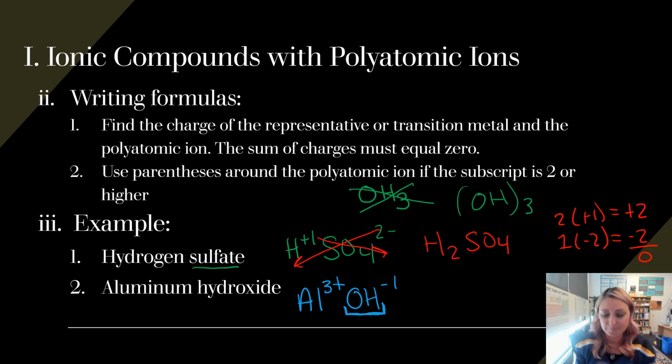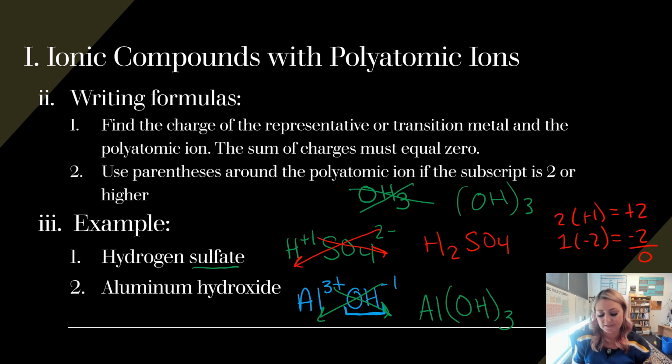Not going to split it up. That whole thing, O and H together, have a -1 charge. Now that I've written this, the next step is to drop and swap. So I have Al1, I'm not going to write that, and I have 3 hydroxides, so I need parentheses, and I'm going to drop that 3 outside the parentheses because that says I have 3 of whatever's inside the parentheses. I have 3 OHs, OH, OH, OH.